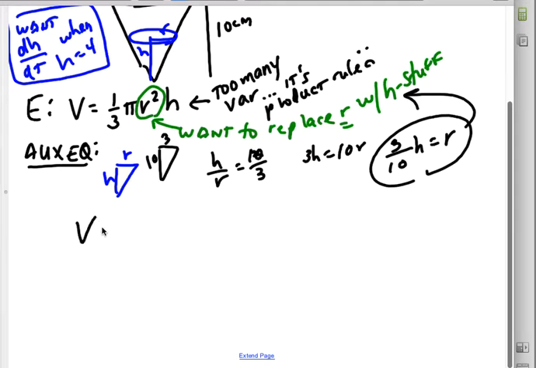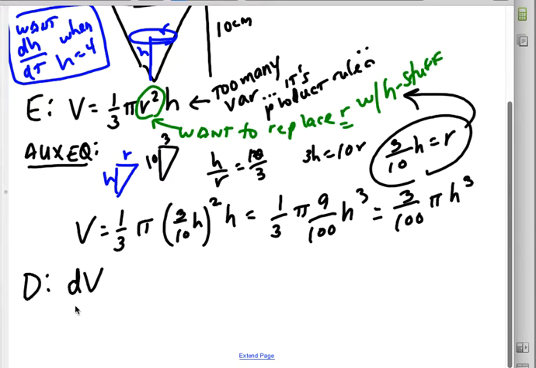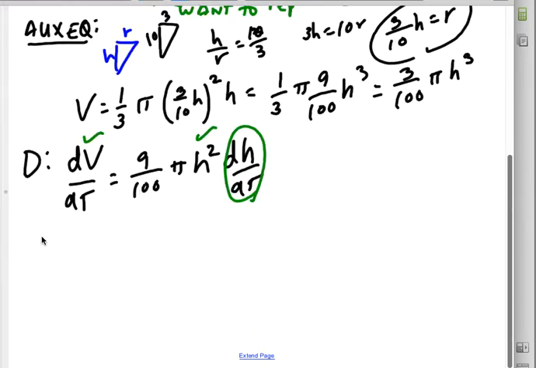So my equation now is v equals 1/3 pi times 3/10 of h quantity squared times an h. Well, that's a 1/3 pi times 9/100ths h cubed, or 3/100ths pi h cubed. Great. Now I'm going to differentiate that equation. So dv dt, no more product rule, is going to be 9/100ths pi h squared dh dt. Well, since I want dh dt, this is the thing I want, I know dv dt and I know h. So now it's really simple to substitute in.